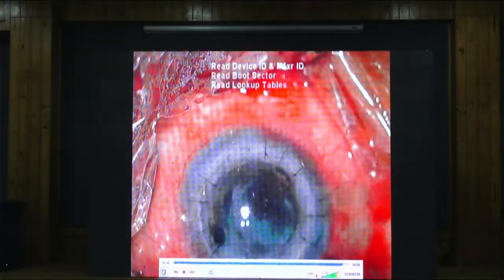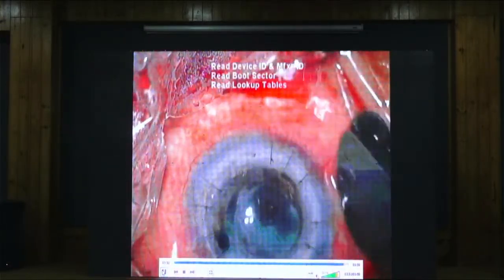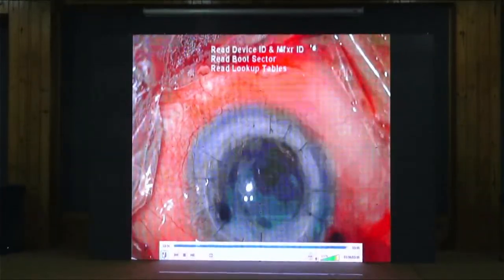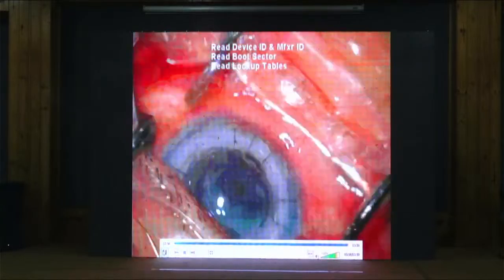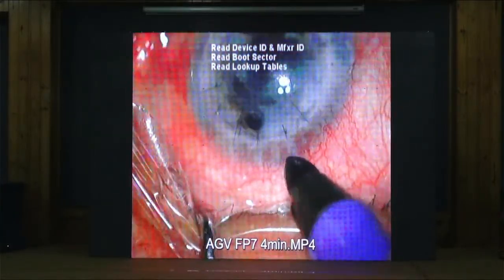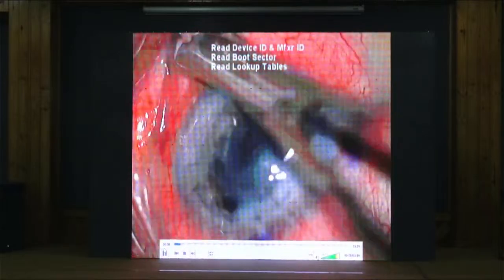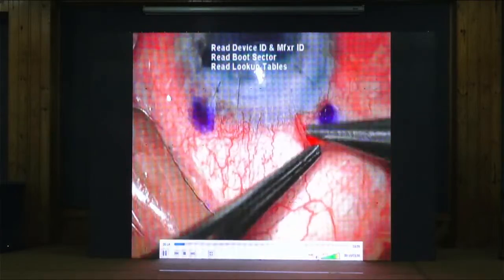The eye seems quite soft. Now giving a subtenon antibiotic dexamethasone injection, and I'm closing the case. So this patient did very well post-op. Post-op the IOP was 10 mm Hg, and it has been persisting at 10 mm Hg for the last 3 months post-surgery, and he's doing pretty well.